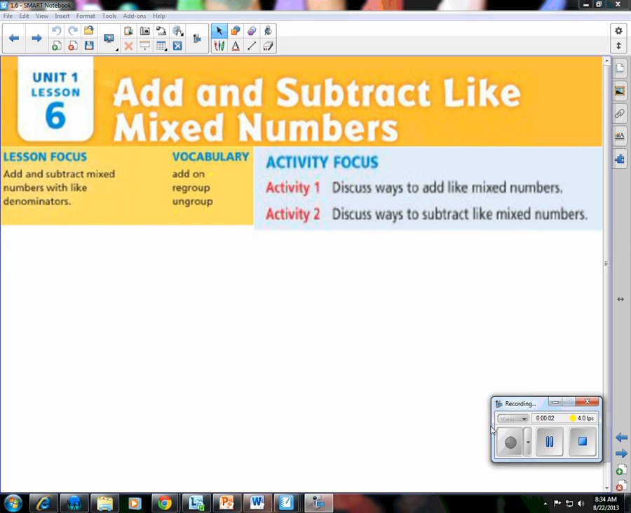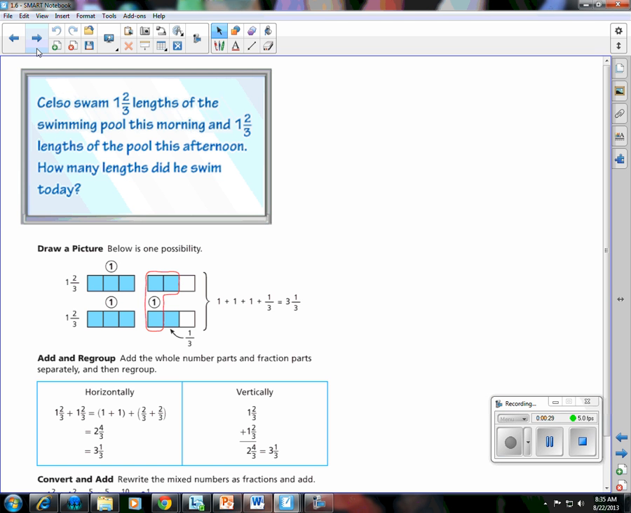Unit 6, Lesson 1, adding and subtracting like numbers, mixed numbers. So we're going to talk about adding on, regrouping, ungrouping. The big idea here is in order to add and subtract with fractions, you have to have that common denominator. So that's where those equivalent fractions come into play, because we can get a common denominator by finding an equivalent fraction. So we'll work through some of that as we go through this lesson today.